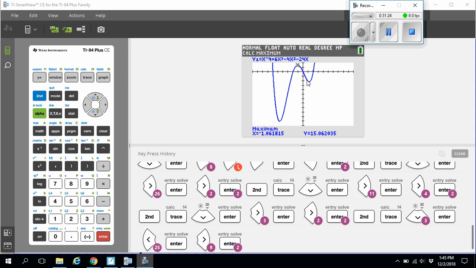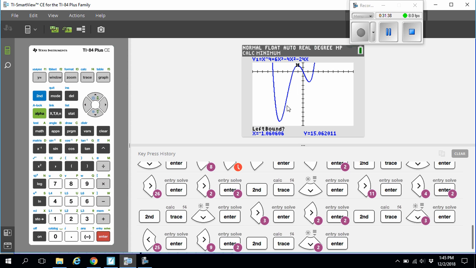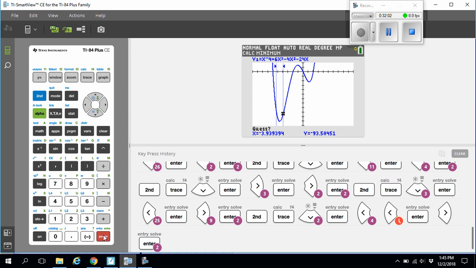So notice that we have 2 minimums, so we have to find both of them, because both of them are at the bottom. Once again, we're going to go to second trace, and we're going to go to minimum, number 3. Press enter. I'm going to find this minimum first. It really doesn't matter which one you find first. So left bound, that means we want to be on the left-hand side of our local minimum. I have to use the left arrow key to get my cursor over there. Once I've gotten to the left side, I press enter. Then for right bound, I need to do the same. Move the cursor over and then press enter. And then for your guess, press enter one more time.